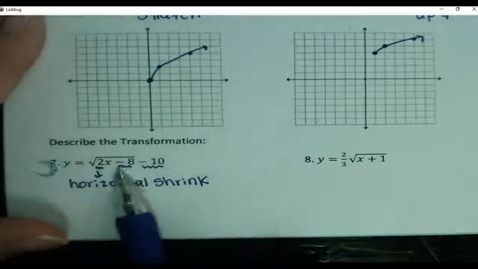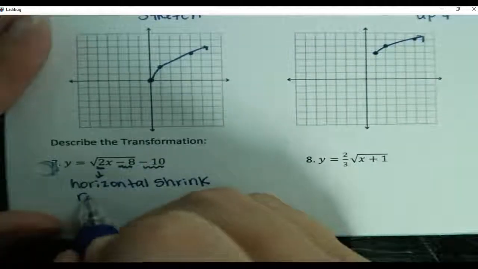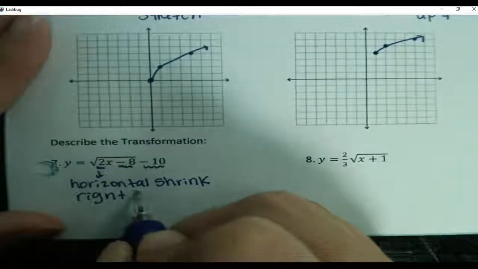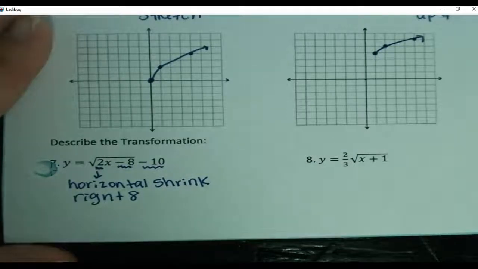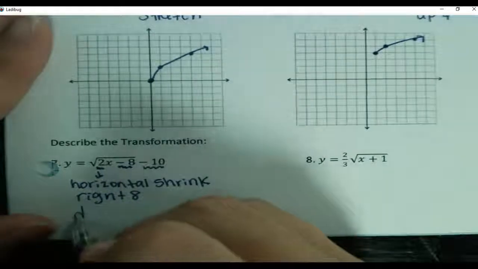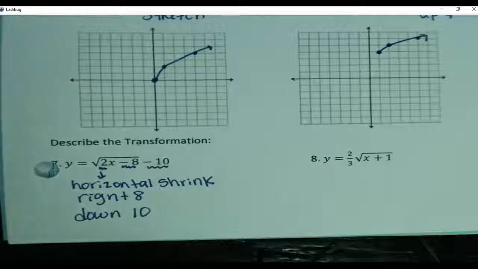What is that -8? How does that move it? Good. To the right 8. And how about the -10? Good. Down 10. Good. Questions?